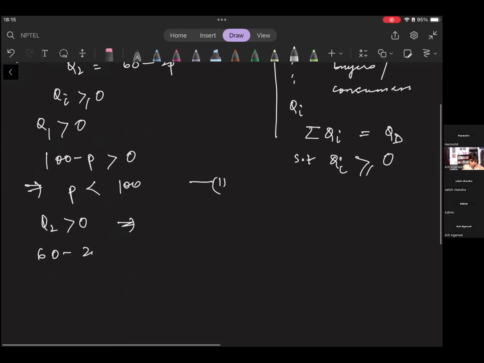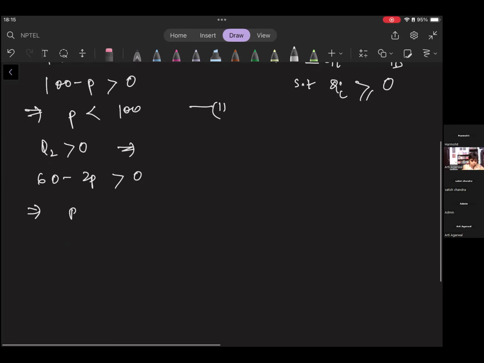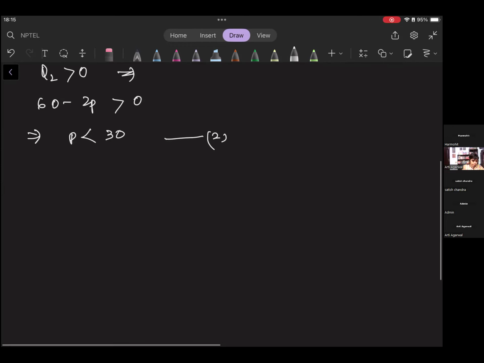And Q2 greater than 0 implies 60 minus 2P is greater than 0, which implies P is less than 30. So for the second group, they are going to have any demand only when P is less than 30. So we can make two slabs.